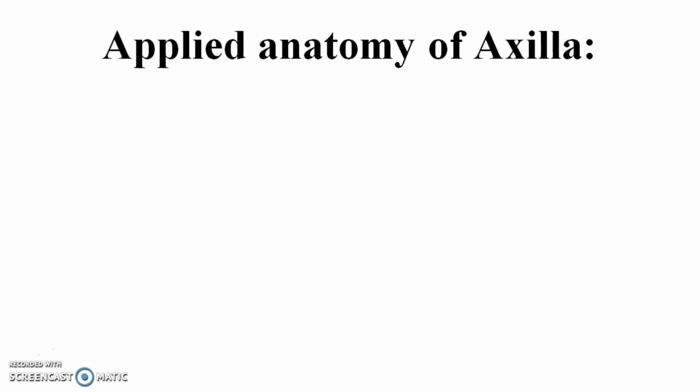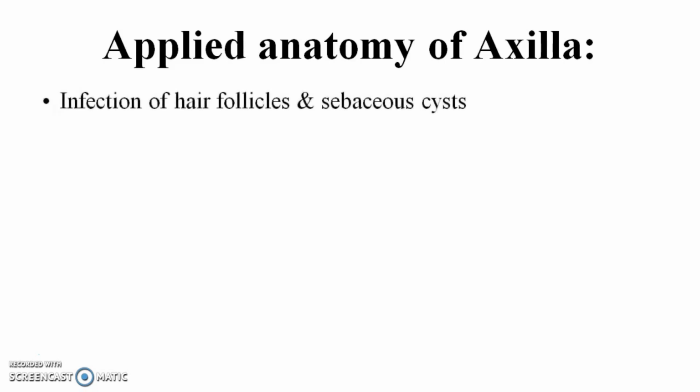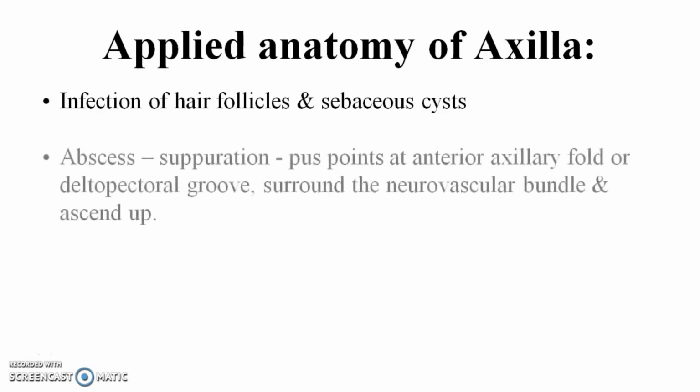So we will go for the applied aspects of the axilla now. Altogether we have finished the contents of the axilla. Now we are going to see some clinical aspects related to the whole axilla region. Infection of hair follicles and sebaceous cysts may happen in the axilla region. And then we have abscesses, that is suppuration, where pus points at the anterior axillary fold or deltopectoral groove, surrounds the neurovascular bundle and then ascends up. These are the 2 important things you have to remember for the clinical aspects of the axilla.